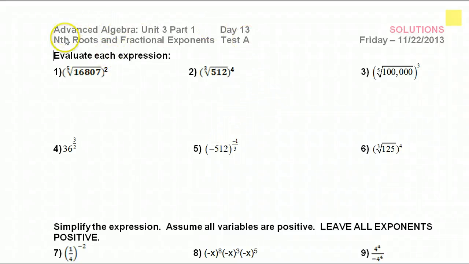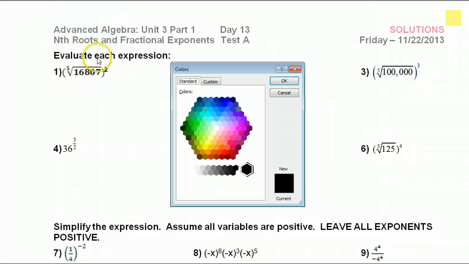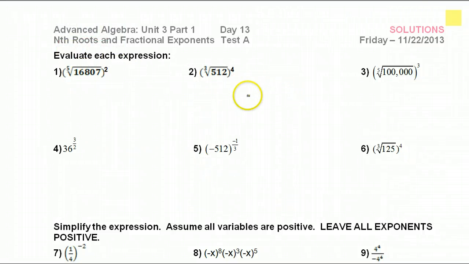This was a test on radicals and fractional exponents, also known as rational exponents. And we are going to be exploring that topic now.